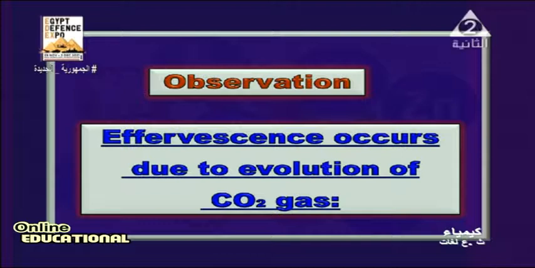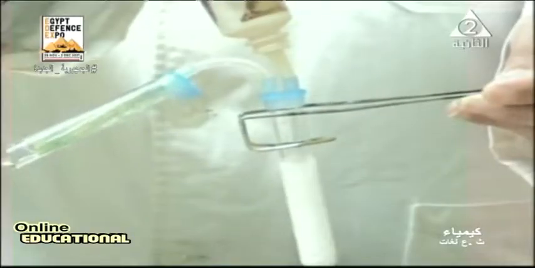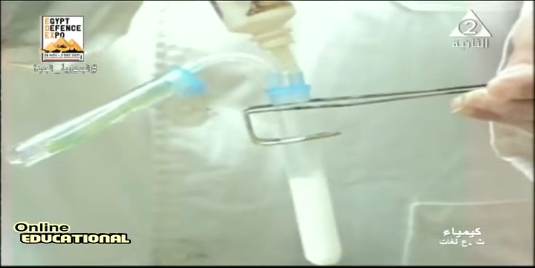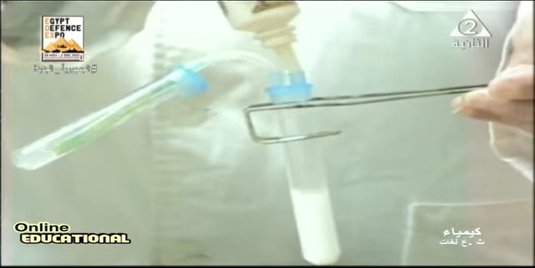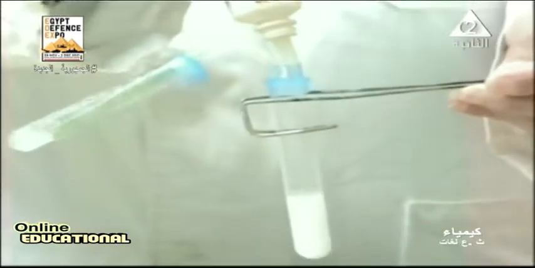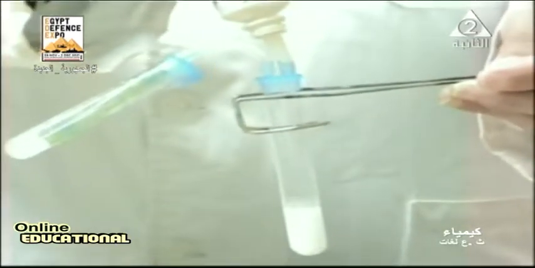It means effervescence will occur and carbon dioxide gas will also come out of the tube, and we test it with lime water, as the following animation shows. Here, my dear students, dilute hydrochloric acid is added to sodium bicarbonate solid salt. The carbon dioxide evolves and turns lime water turbid.